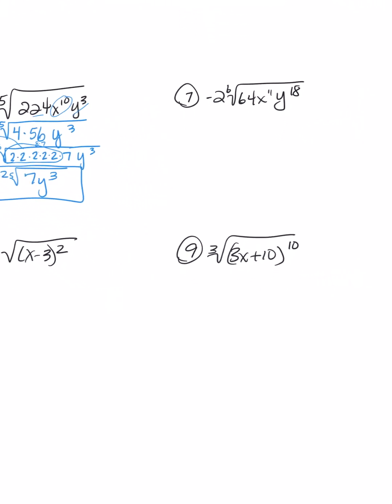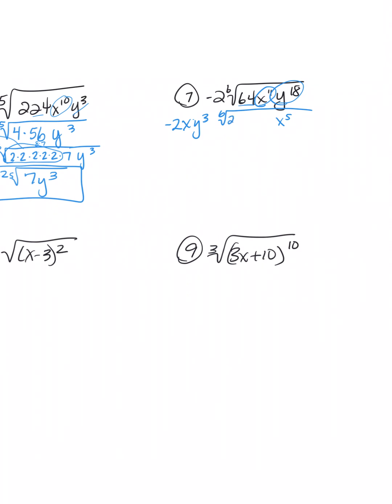Let's look at number 7 here. So there's a negative 2 hanging out up front. It's the 6th root. So let's see, what can I take out? Let's do our exponents really quick. If I take that negative 2 out, look at my x to the 11th. If I take out 6 of those, that takes out 1x. That leaves me with 5 in there, right? Not enough to take it out. Y to the 18th, I can take out 3 groups of 6, so that's y to the 3rd that comes out. Now let's factor this 64 down.